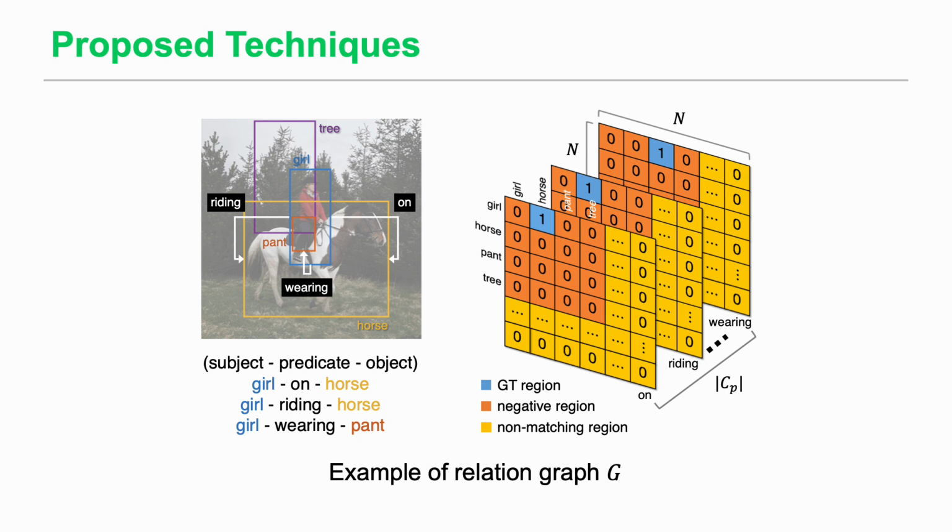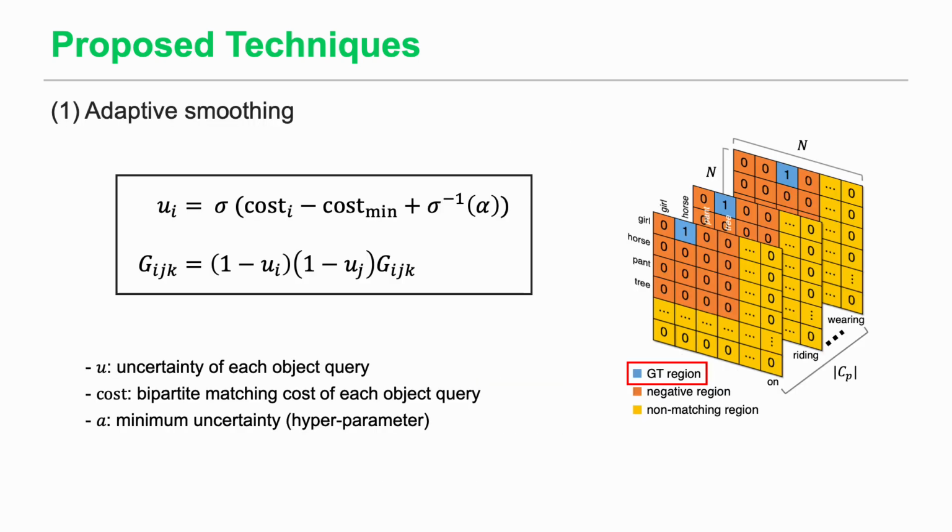From the bipartite matching results between object queries and ground truth objects, we divide G into three regions and apply different techniques for each region. We propose a novel adaptive smoothing for the GT region. We measure the uncertainty of each object candidate with the corresponding bipartite matching cost and smooth relation labels from the uncertainties of each object pair.